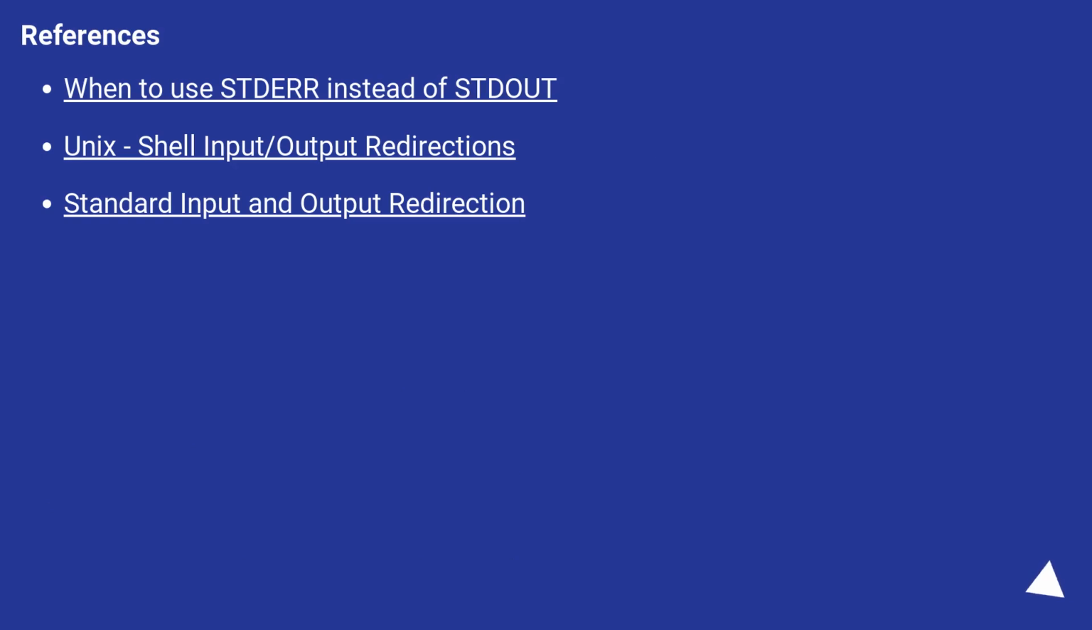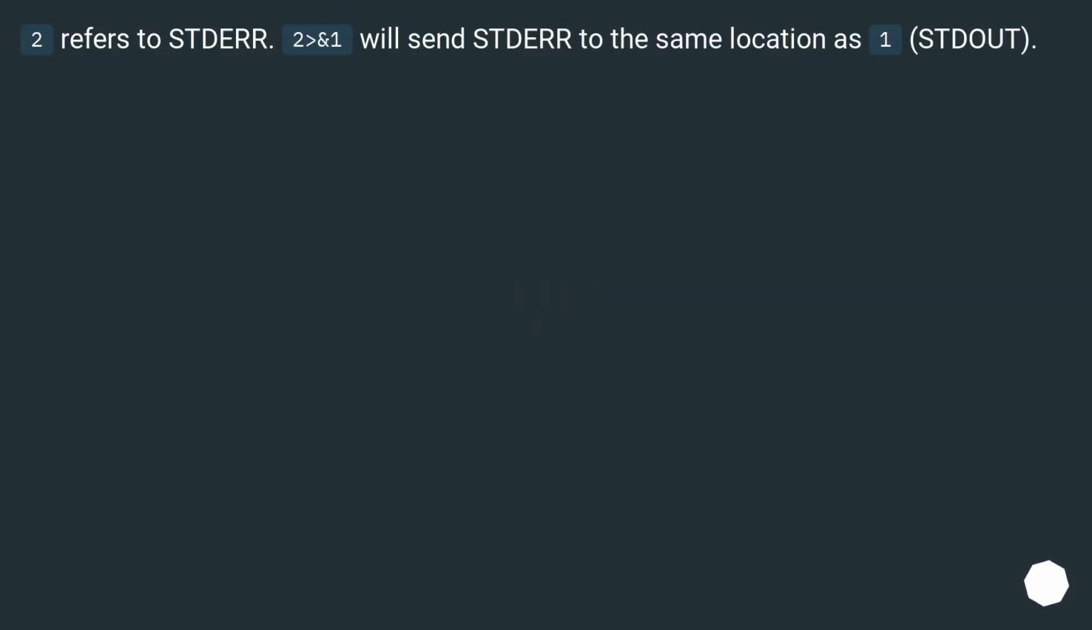References: when to use stderr instead of stdout, Unix shell input/output redirections, standard input and output redirection. 2 refers to stderr. 2>&1 will send stderr to the same location as 1, stdout.